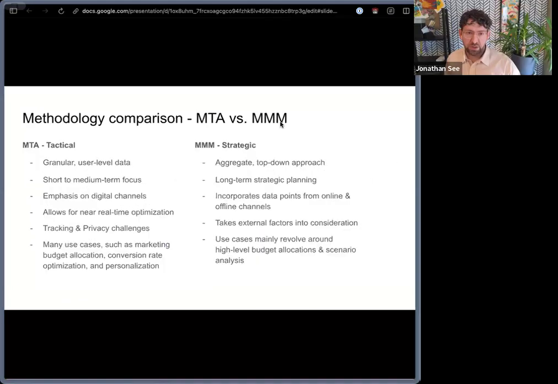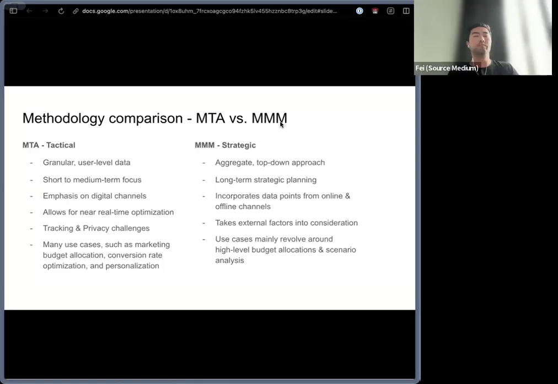So Fei, can you just quickly go back to that? These aren't opposing technologies. These are really complementary, right? Yeah. The way I would think about it is, it's never going to hurt to have multiple attribution methodologies, because there is no silver bullet when it comes to attribution.